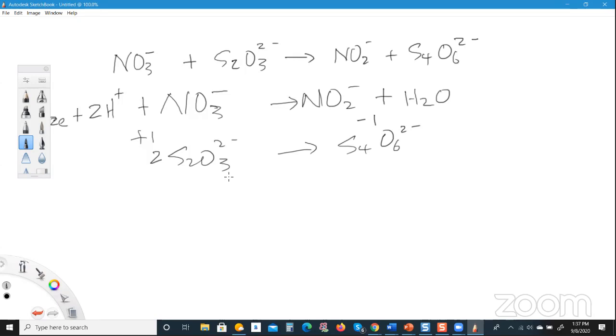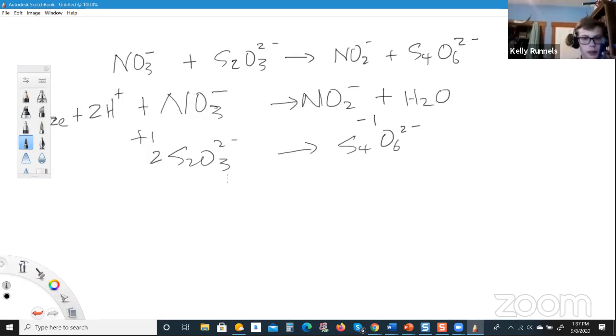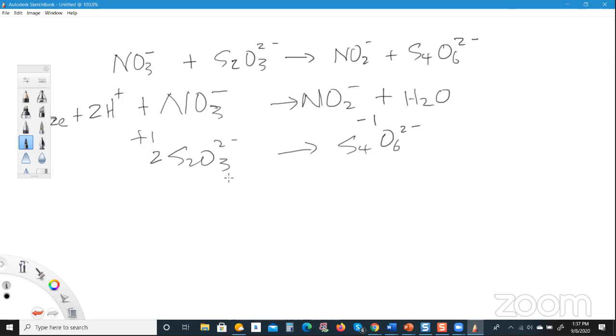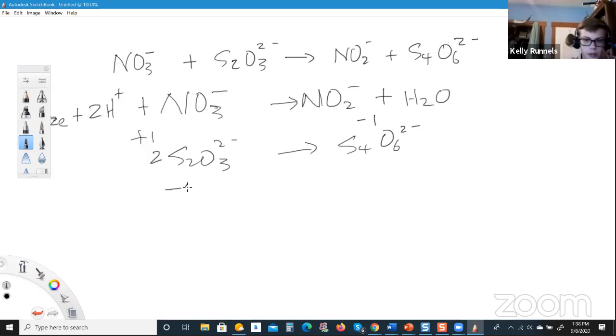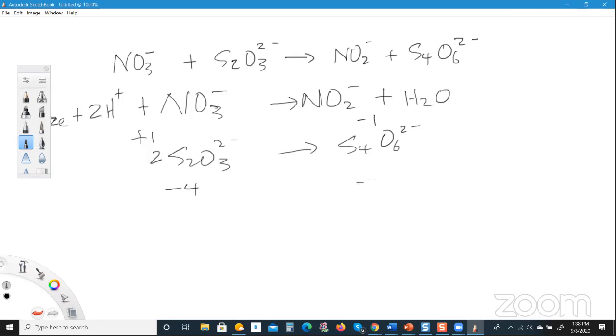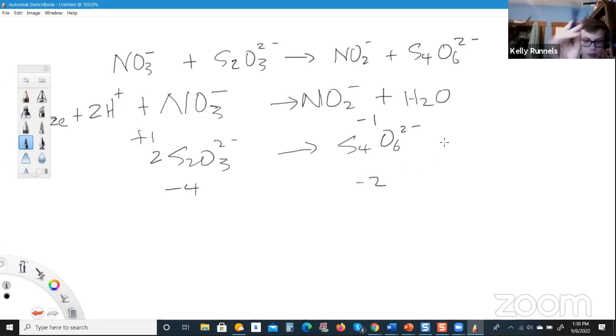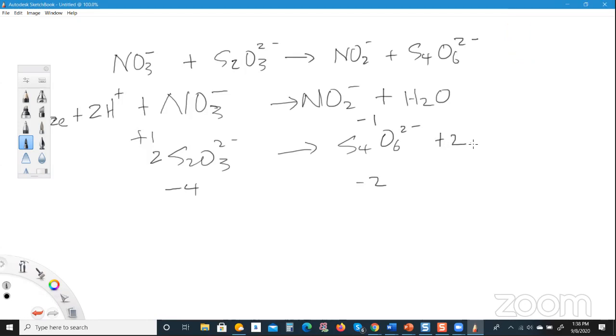What about the second half equation? All right, I guess I skipped a step in the middle. On the left side, there is a -4 charge, and on the right side, there's a -2 charge. So I'm going to have to add 2 electrons to the right side. Exactly. Okay, what's the next step?